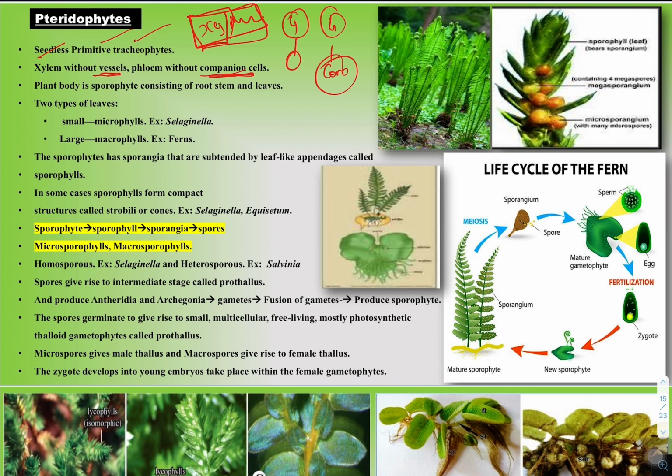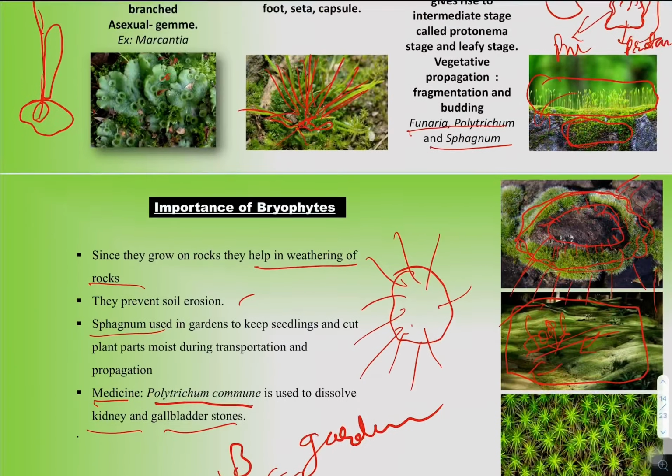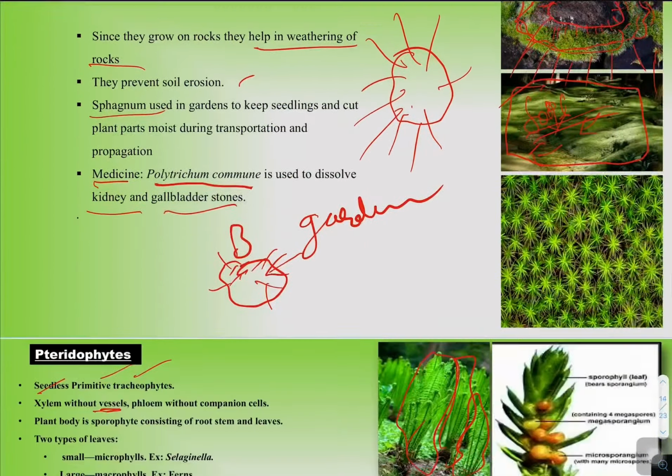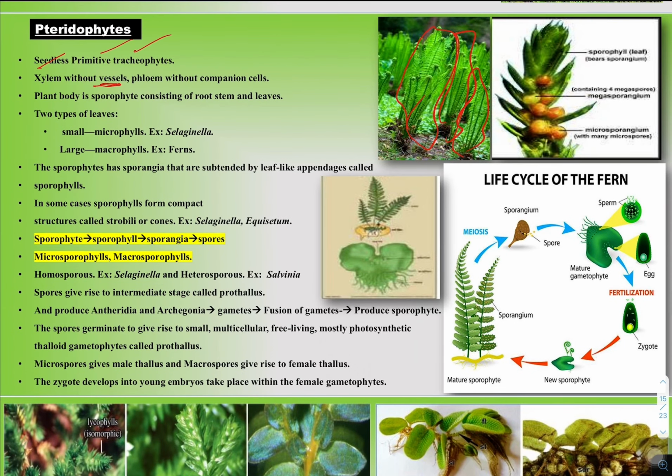Plant body is a sporophyte. Unlike bryophytes, where the plant body which we see is a gametophyte, here the plant body which we see is a sporophyte. When we were discussing bryophytes, what we saw was the gametophyte. Gametophyte gives rise to sporophyte. Here, what we are seeing is nothing but a sporophyte. It gives rise to a gametophyte.